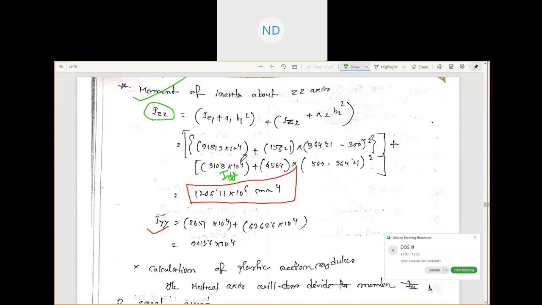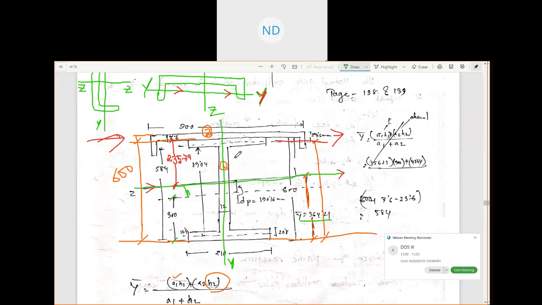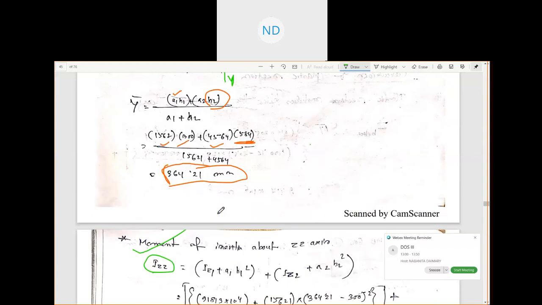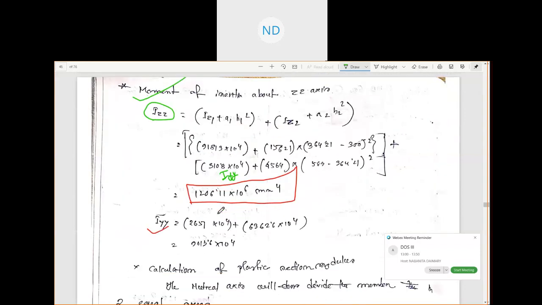And for the y-axis, I have not calculated this A1 h1 square because this is zero. Why? Because along the y-axis, we have symmetry on the left hand side and right hand side. If you cut along this y-axis, you will get this portion equal to this portion, but only about the z-axis this was changing. This side it is heavier, and this side it is only half of the I-section. Okay, so moment of inertia is calculated.